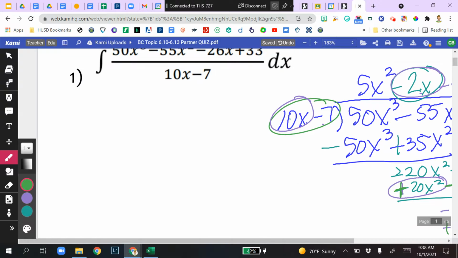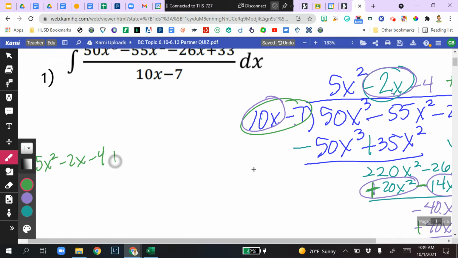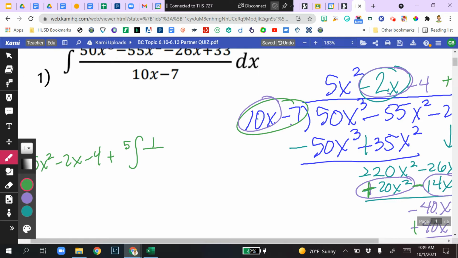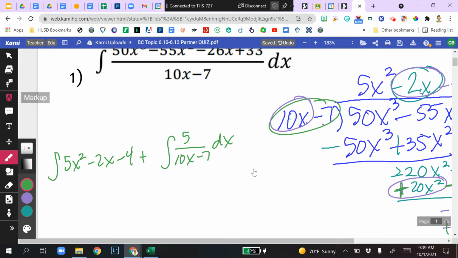Okay, so here comes the integration. So we've got the integral of 5x squared minus 2x minus 4 plus, I'm going to go ahead and move the 5 out front, actually I'm going to leave the 5 inside. So 5 over 10x minus 7 dx. I don't know why I wrote a separate integral symbol. Actually, I do. It's because we have to do a u sub right there, right? So let's just split it now. Doesn't matter one way or the other. Make a plus sign in there.